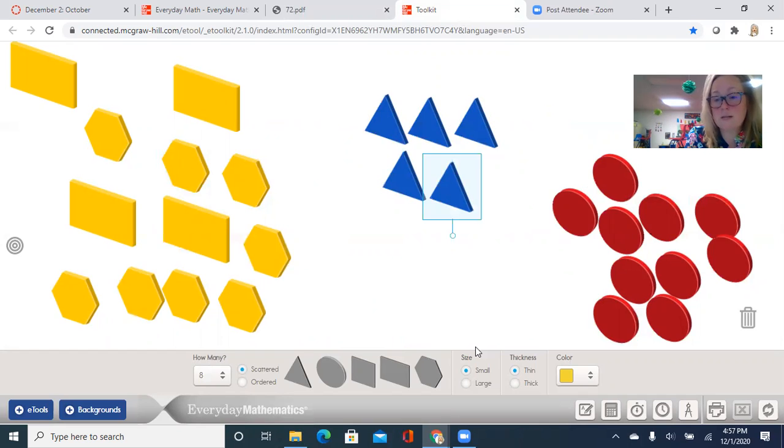Okay, so now that we've sorted by our sorting rule, which is color, now we have to count and see how many are in each group. Well, I'm going to make it kind of easy on myself, and I'm going to count the smallest number first, okay? So let's count these blue triangles first. Ready? 1, 2, 3, 4, 5. How many blue triangles? 5.